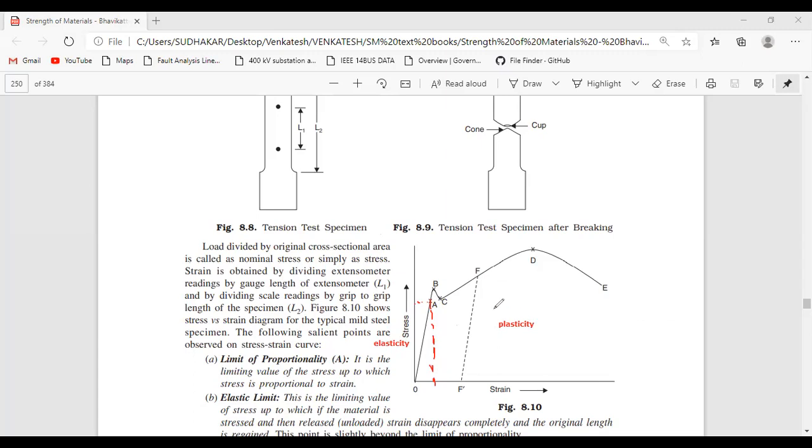And next, the material does not regain its original shape even after the removal of load. There is no chance of regaining its original shape. It is continuously deformed. They call this plasticity.